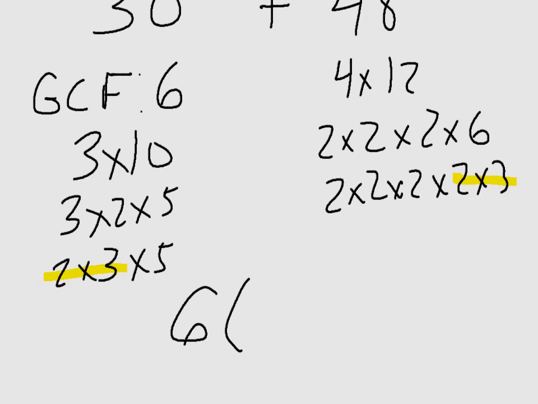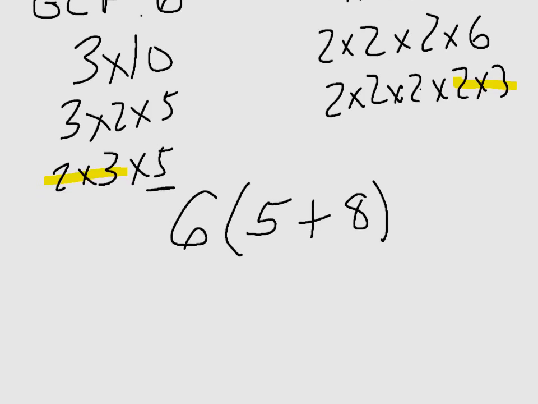What do I have left when I factored out 30? I have what left? 2 and 3, 5. A 5. So I write 5 plus, what's 2 times 2 times 2? 2 times 2 is 4, times 2 is 8. So 30 plus 48 factors out to be 6 groups of 5 plus 8. Now we can solve that, and we'll start with this, but then what's 5 plus 8?